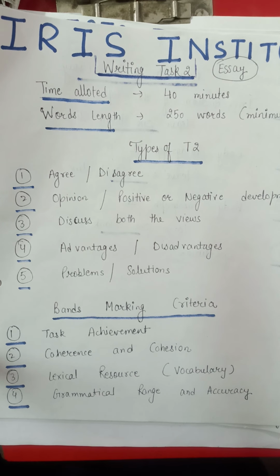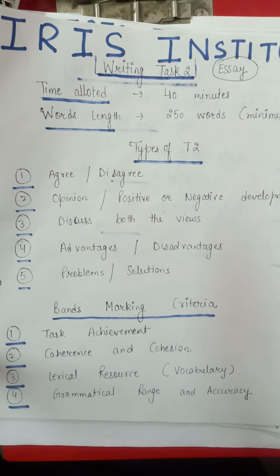So what is a task 2? This is an essay. You need to write an essay on any given topic. Time allotted to you is 40 minutes and the words to be written down are 250 words. 250 words are minimum.